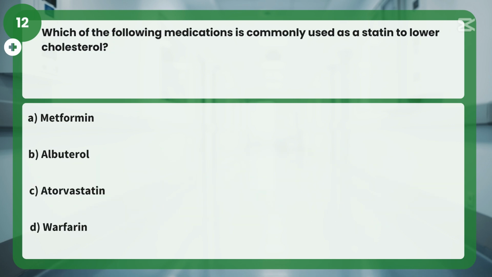Question 12. Which of the following medications is commonly used as a statin to lower cholesterol? A. Metformin. B. Albuterol. C. Atorvastatin. D. Warfarin.